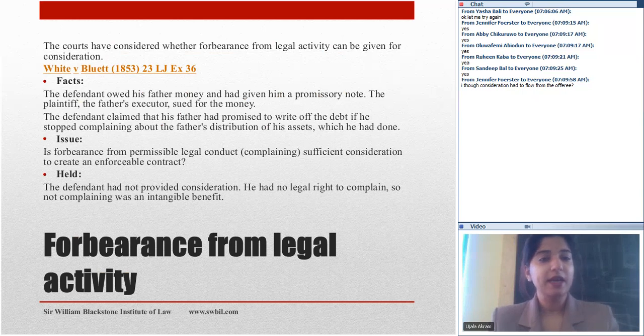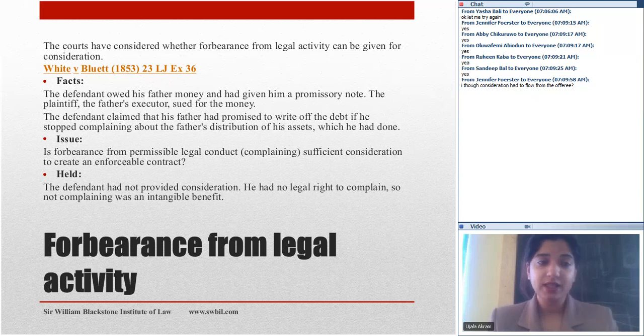The defendant claimed that his father had promised to write off the debt if he stopped complaining about the father's distribution of assets. So the son claimed that this was the consideration that he had offered, that he would stop complaining about father's distribution of his assets, and that is what his father had requested as consideration. And the issue was, is forbearance from permissible legal conduct? Of course, complaining is a permissible legal conduct. We all do that. Whether it was sufficient consideration to create an enforceable contract.